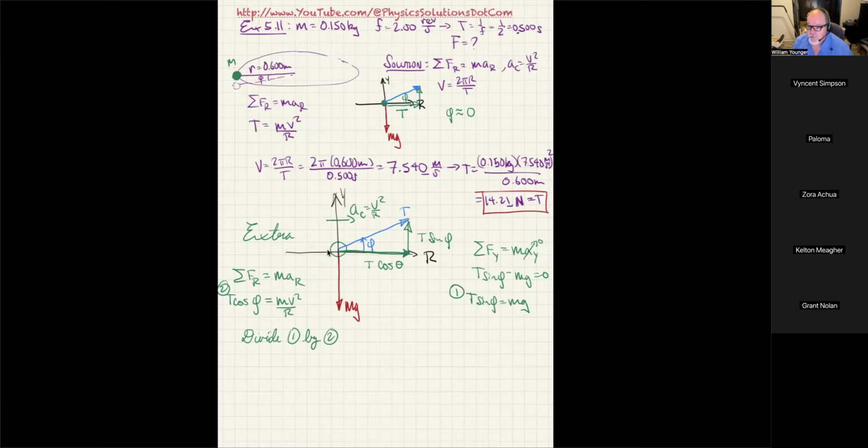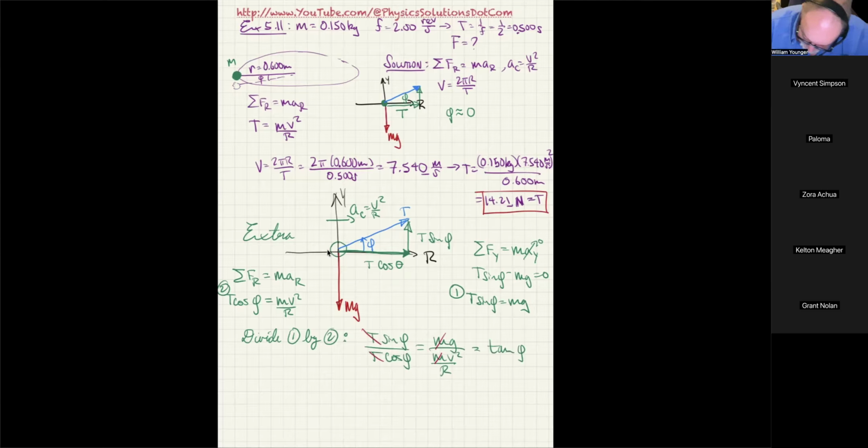So that's just not a physical problem that we're interested in, so it's not a big deal. So with that in mind, I get T sine phi over T cosine phi is equal to mg over mv squared over r. You can see that the m's cancel out. You can also see that the T's cancel out, and the sine of phi divided by the cosine of phi is actually equal to the tangent of phi.